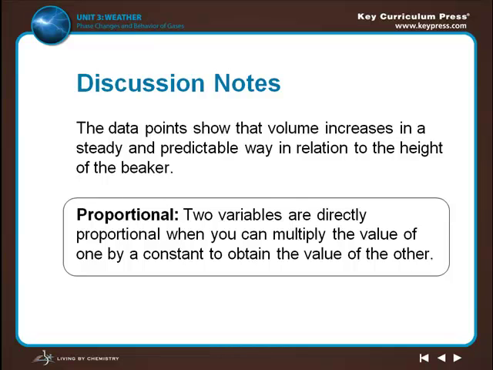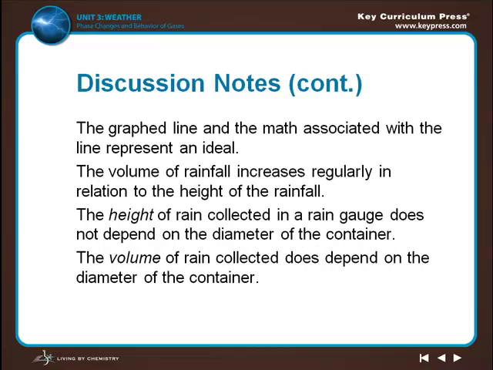We're going to be using proportional relationships in our unit. I know we've used them before, so this isn't something new. The graph line and the math associated with the line represent an ideal. So your data may not have looked exactly in a straight line. It might have been a little bit off. That is what is called a measurement error. Now, measurement error doesn't mean you did anything wrong. It's just there are fluctuations off of the ideal.